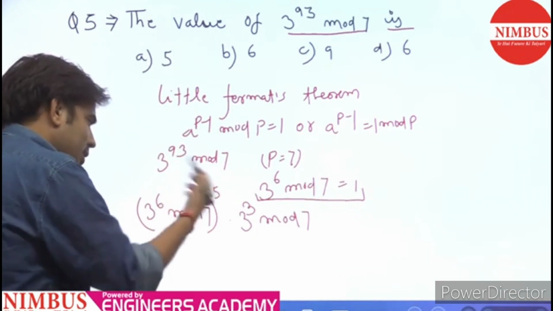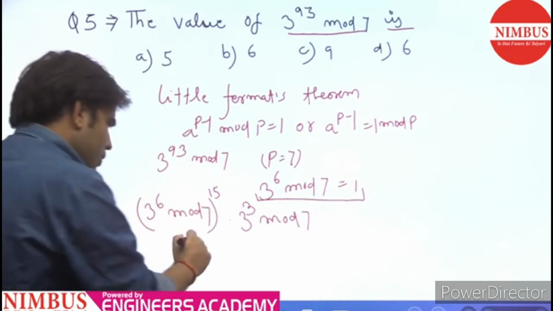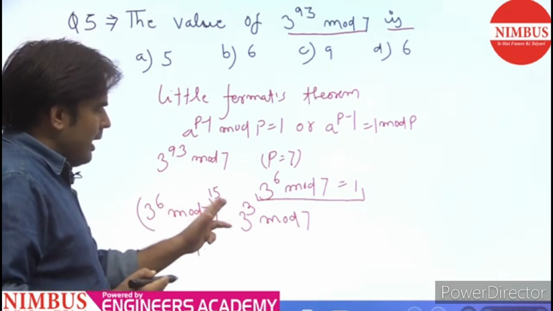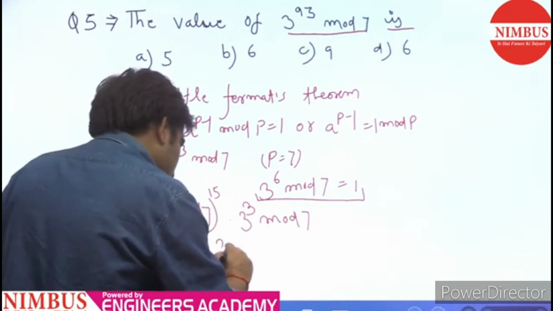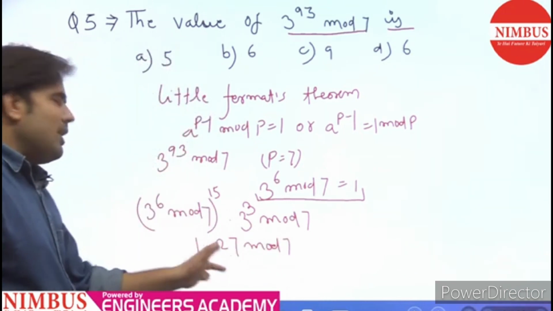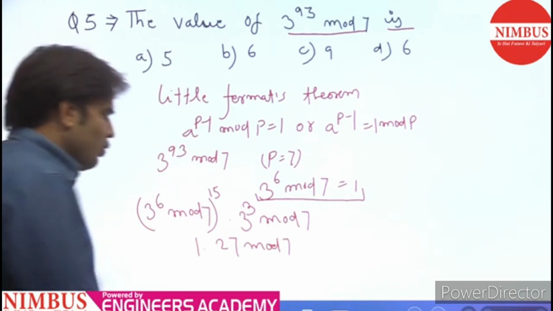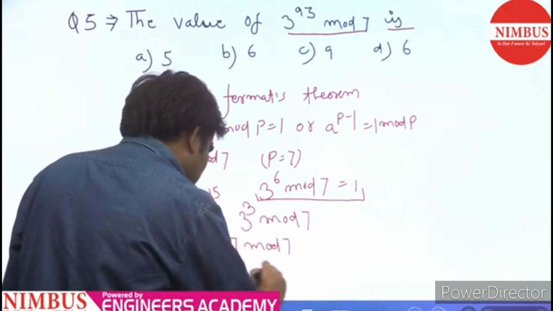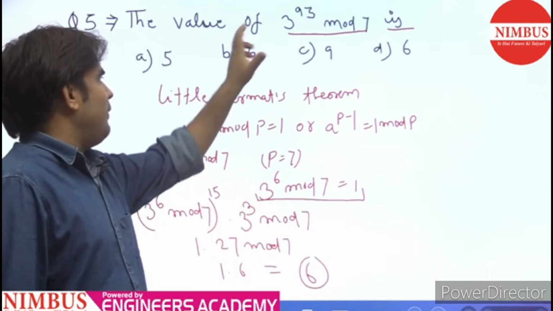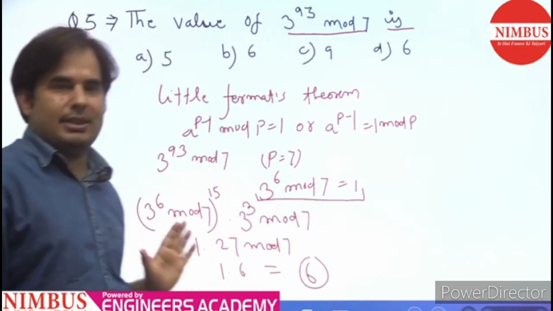So when you put 1 here, 1 to the power 15 is 1. So 1 times 3 to the power 3: 3 times 3 is 9, 9 times 3 is 27. So 27 mod 7. 7 times 3 is 21, so the remainder is 6. 1 times 6 equals 6. So the value of this whole expression is 6.